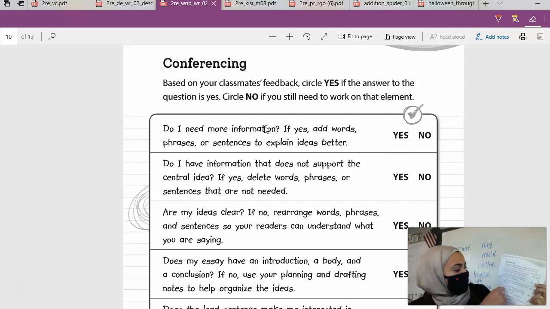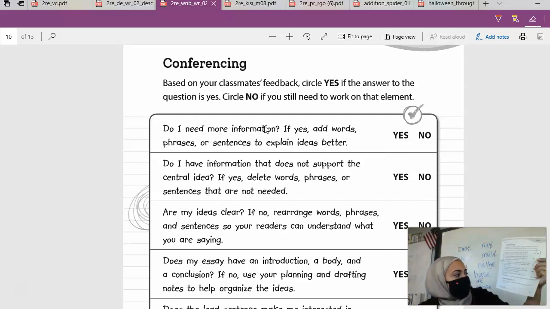The next part, does my essay have an introduction? That means does it say where you want to go in the beginning? Does it have a body? That's the middle part where you give me details. Does it have a conclusion? That's the end part where you end it off in a nice way. If yes, you're going to circle yes. If no, you're going to use your planning and draft notes to help you organize your ideas again.